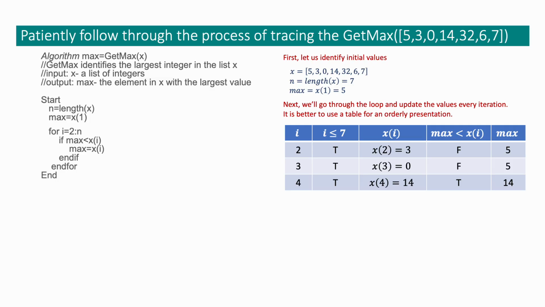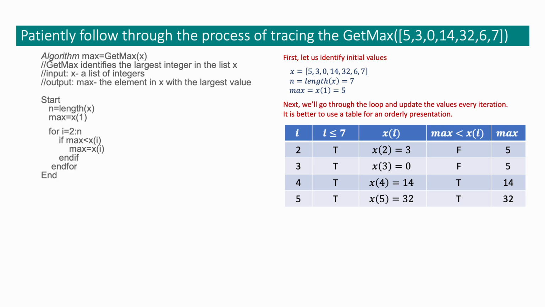Now max at this point, which is 5, is less than or equal to 14. So the condition if max is less than or equal to x of I is true. At this point, we enter the body of the if-then statement and update the value of max. So max is now 14. You check the last column. Now we have a new value for max. Then increment I again, which is now equal to 5.